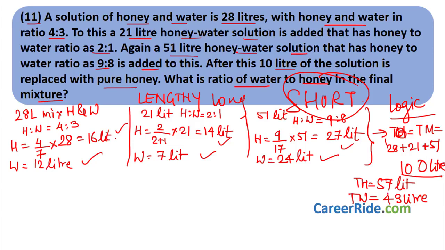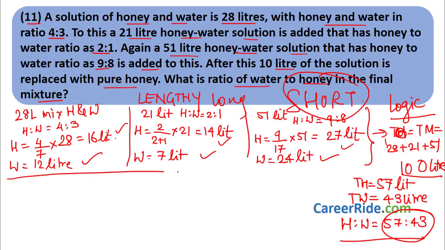So in the mixture of 100 liters, what is the ratio of honey to water? 57:43. Just remember this. Okay. Now what they do? They remove 10 liters of this mixture. So they remove 10 liters from this 100 liters.